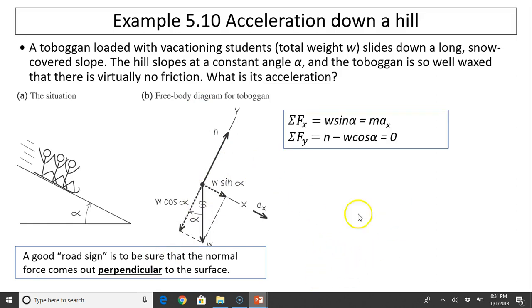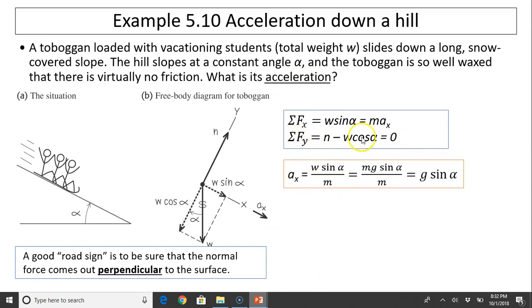Let's use Newton's second law. Sum of the forces in the x direction equals max. In this case, the force in the x direction is W sine alpha. And the sum of Fy should equal 0 because the toboggan is not moving perpendicular to the slope. Since we're only asking for the acceleration, and acceleration is in the x direction, we don't even have to consider the y direction. So from the x direction, we can solve: ax equals W sine alpha over m.